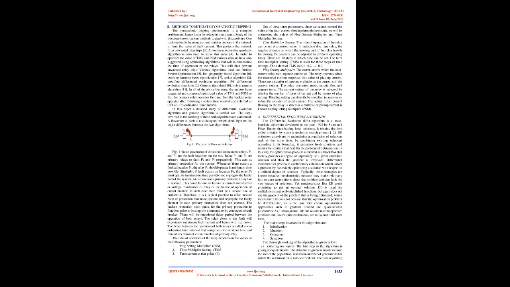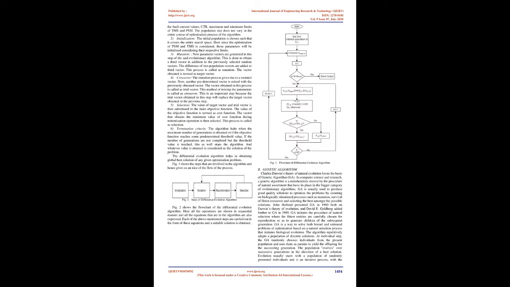At certain times, primary protection may fail to operate. This could be due to failure of the current transformer or voltage transformer or relay, or the failure of operation of the circuit breaker. In such a case there must be a second line of protection. Therefore, it is a typical practice to offer another zone of protection that must operate and segregate the faulty element in case primary protection does not operate.